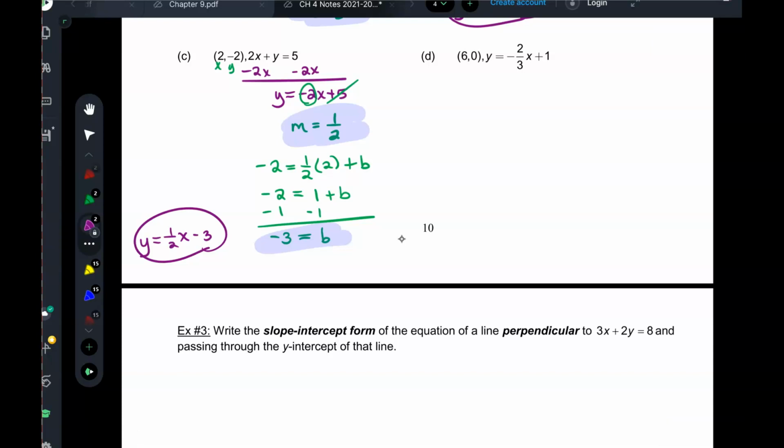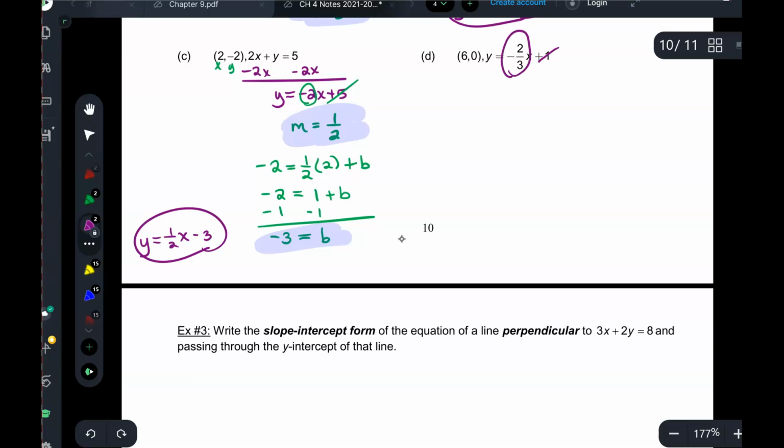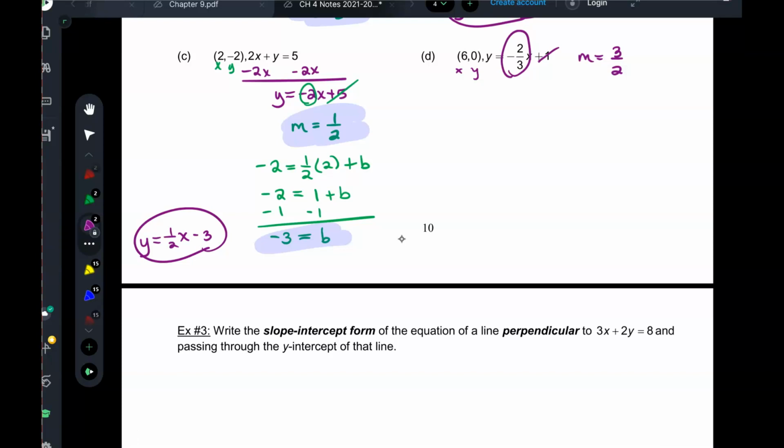Okay, one more. So this one's already in slope-intercept form, so I don't care about the plus 1. What about the negative 2/3? What does the slope become? Positive 3 over 2. Did you guys give this one a try yet? What do we get for the y-intercept here? That's right, b equals negative 3.